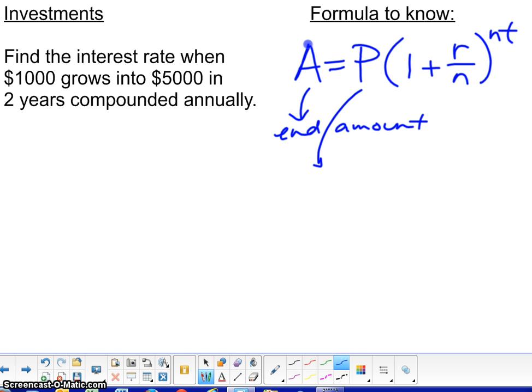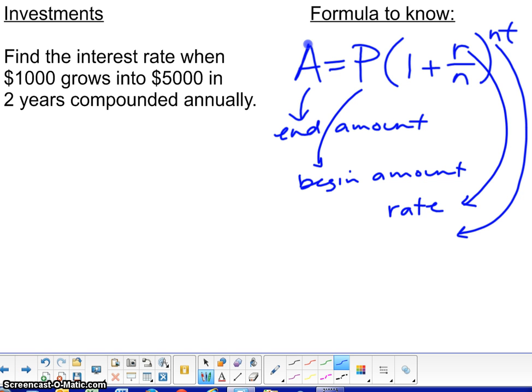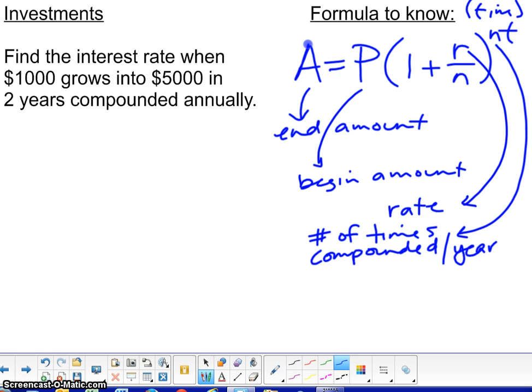P is going to be the beginning amount. R is going to be the rate. N, in both cases, is going to be the number of times compounded per year. And then finally, the T is going to stand for time. Okay, so also in this, on the side here, compounded annually means that N is going to equal 1.